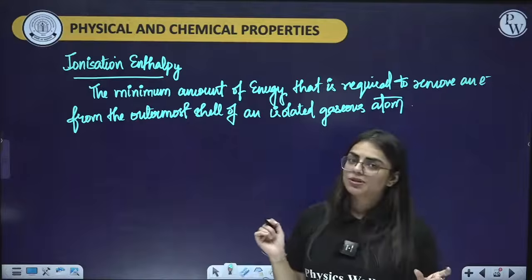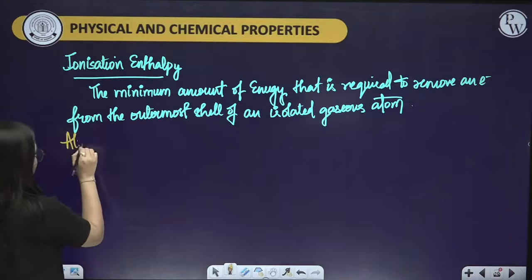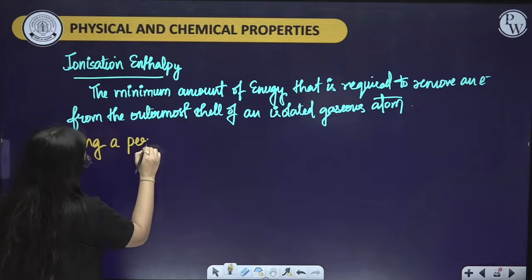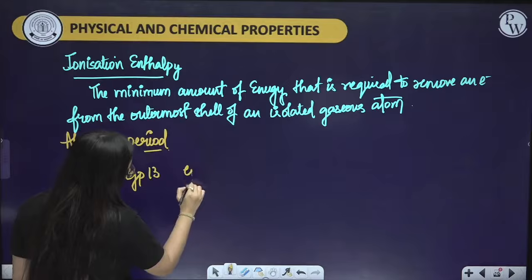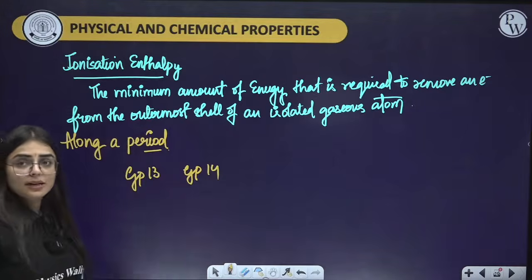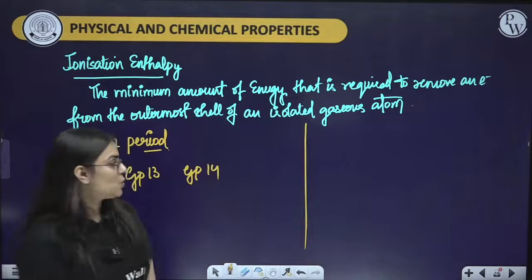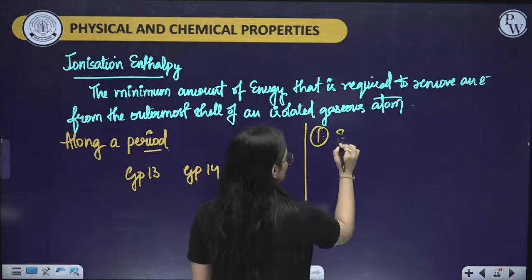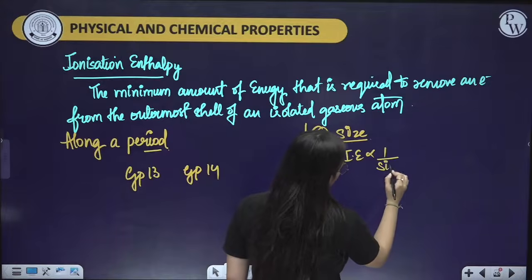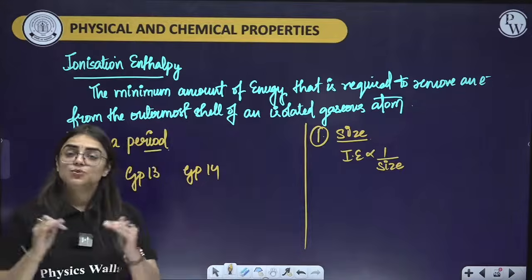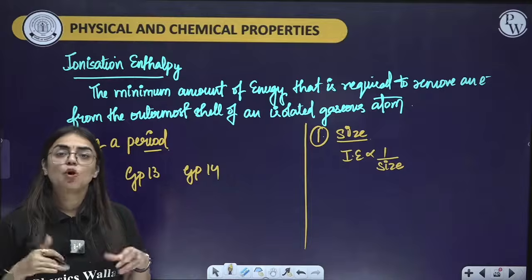Okay. Now, students, let's talk about the trend in a period. First of all, a longer period. If I talk about a longer period, now I'm talking about group number 13 and group number 14. Let me tell you first of all the various factors on which ionization enthalpy is going to depend. So, the very first factor, students, is going to be size. Ionization enthalpy is inversely proportional to size. More the size, less will be ionization energy or ionization enthalpy. Less the size, more the ionization enthalpy or the ionization energy.